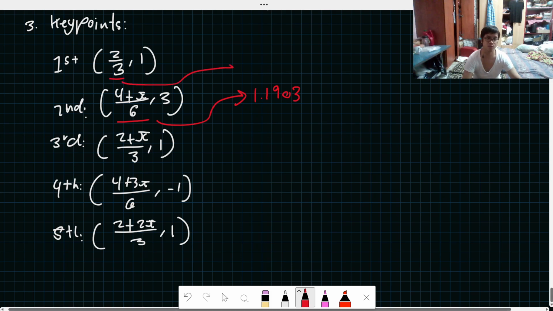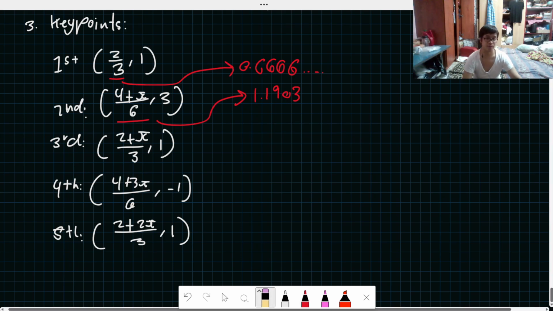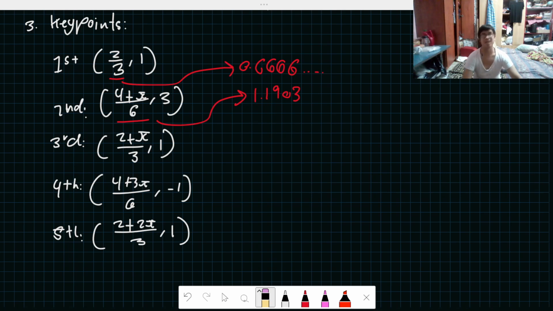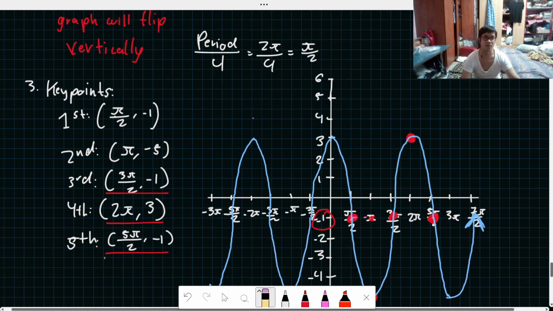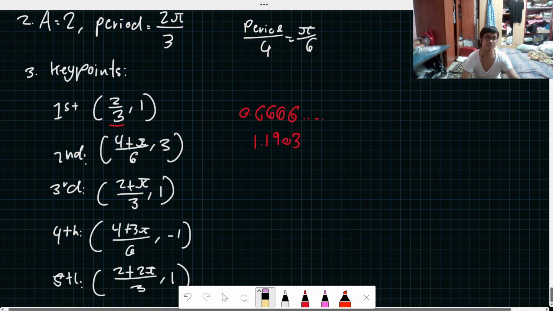Especially two-thirds, I believe it's 0.6666 and so on and so forth. So in this case, how are we going to graph them? Here, we can't exactly know what the positions would be. Compare that to the previous key points. You can plot them easily, but here we can't, because it has decimal values.